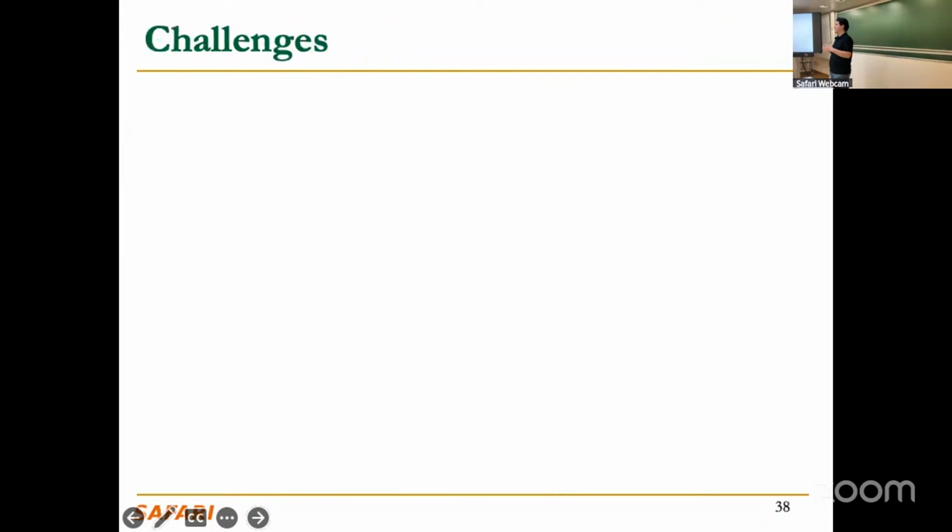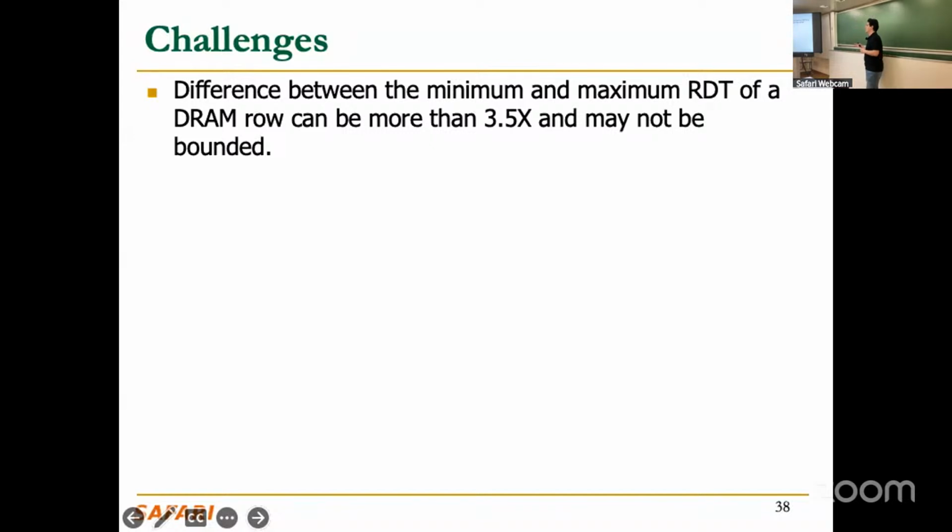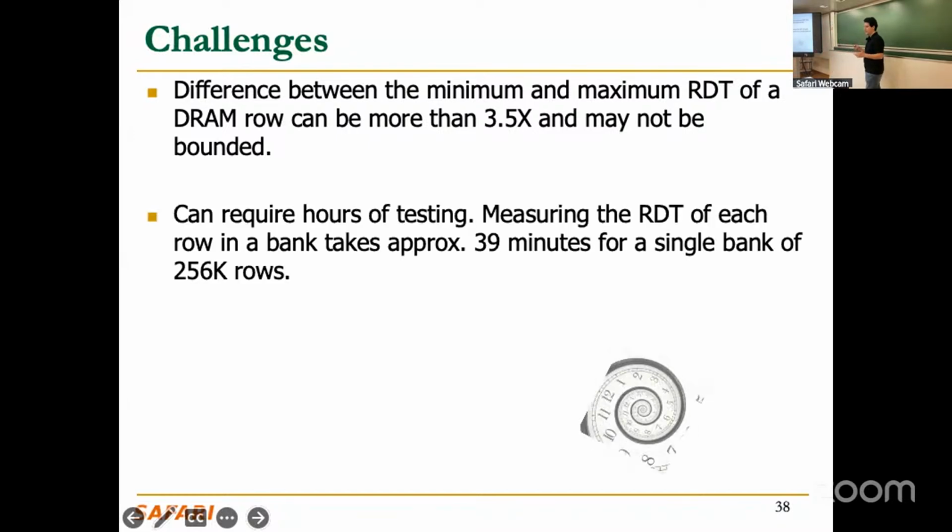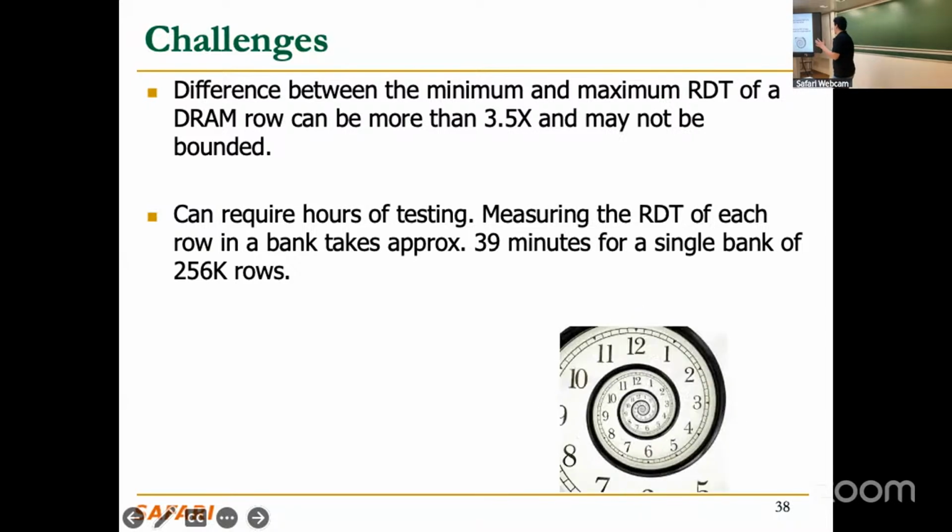And there are also some challenges when implementing such mitigation strategies or solutions for the future. So we saw that difference between the minimum as well as the maximum threshold value can be more than a factor of 3.5 or may not be even bounded if we may have been able to do maybe around millions of measurements. And we saw that it requires hours of testing. So to profile a single bank of 256,000 rows, it takes us 39 minutes to do under different parameters, which is in fact not scalable to the rest of the DRAMs that we may want to profile.